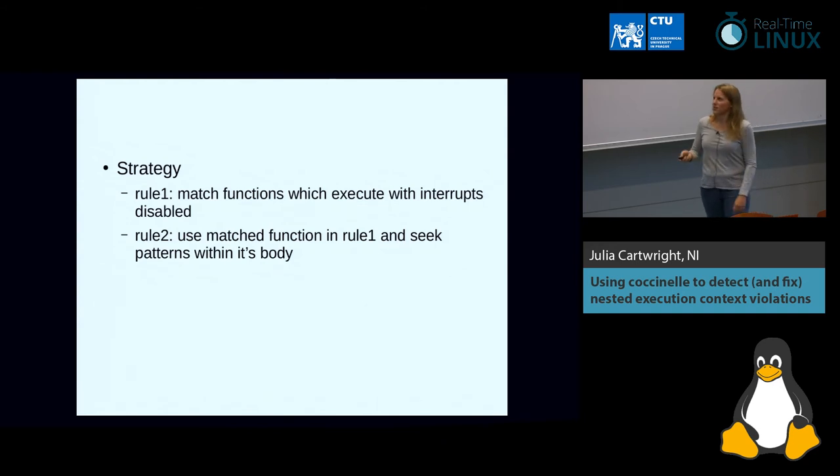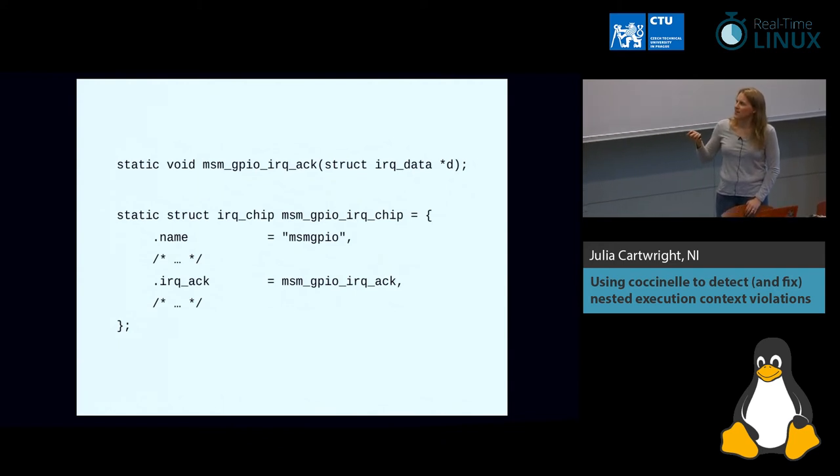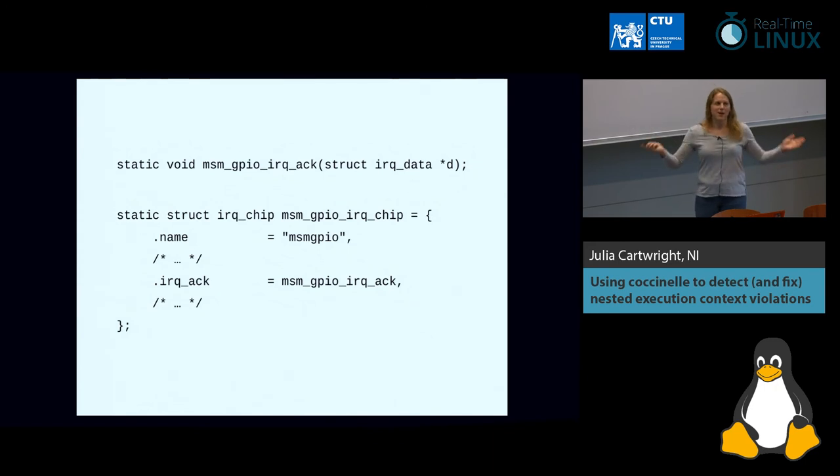Now the first one's kind of interesting because how do you match functions which execute with interrupts disabled? There's no clean, easy way to do that. So what I did was, I know that any IRQ chip implementation is going to implement this IRQ ACK callback, and I want to be able to look at any function that is pointed to by this IRQ ACK member in an IRQ chip struct. So basically, I'm going to construct a Coccinelle patch that will generalize this pattern, generalized over the name of the IRQ chip and the name of the IRQ ACK function, because I want to run this across many different IRQ chip implementations.